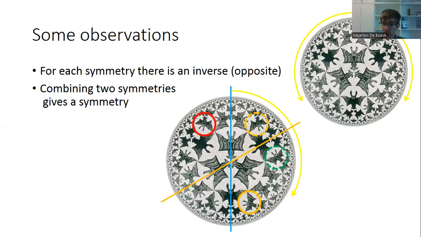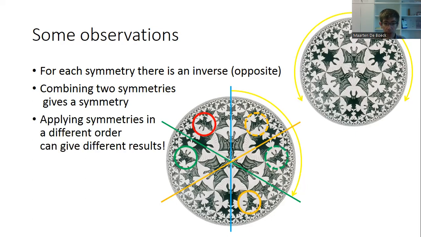If I would have first turned and then reflected, you see I don't get the same result. Actually, in this case, the result is this reflection. So if I combine this vertical reflection with the rotation, I get another reflection, but which reflection I get depends on the order in which I execute them. So first, very important thing: combining two symmetries gives a symmetry, but applying symmetries in a different order can give different results.